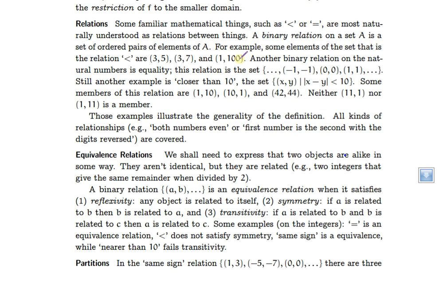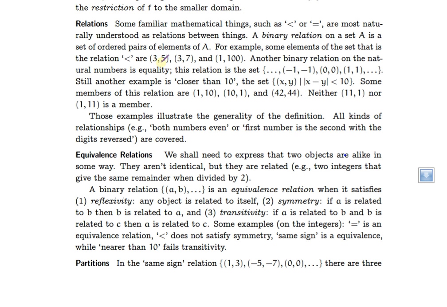In this example, he didn't specify what the set A was. We could take the set A to be the natural numbers. So we can identify this relation less than with the set of all possible ordered pairs such that the first number is less than the second number. It's a different way of thinking about less than, but it's just a different representation of the same concept. Another binary relation on the natural numbers is equality.